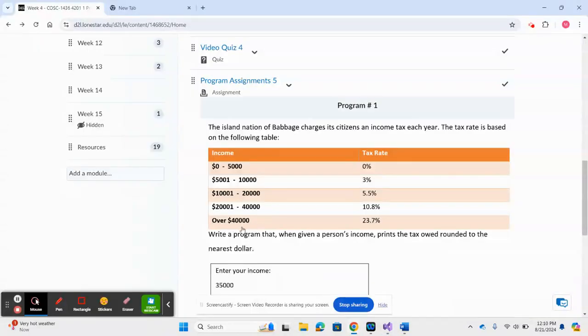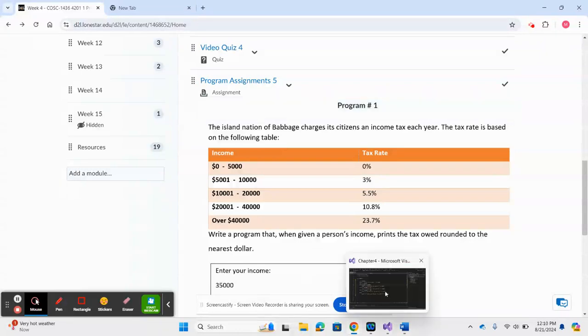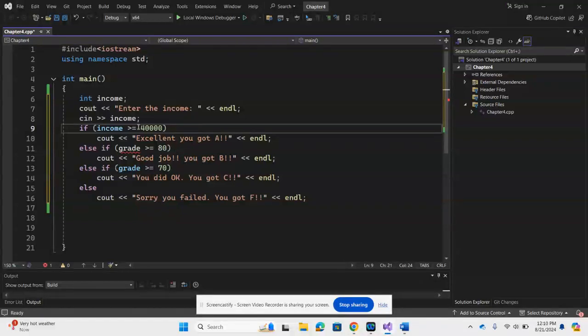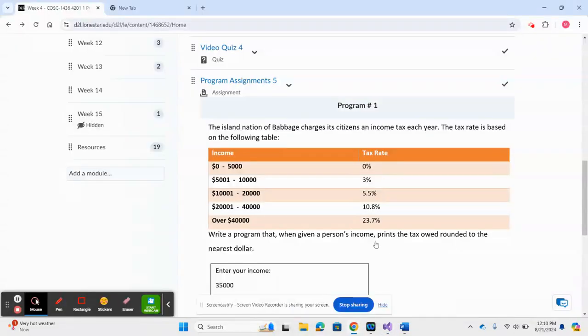So higher or equal than 40,000. It says over, so I'm not going to use the equal sign. So what happens if your income is higher than 40,000? Your tax rate is 23.7%, which means you're going to multiply, because we're trying to display how much income tax they are going to pay.